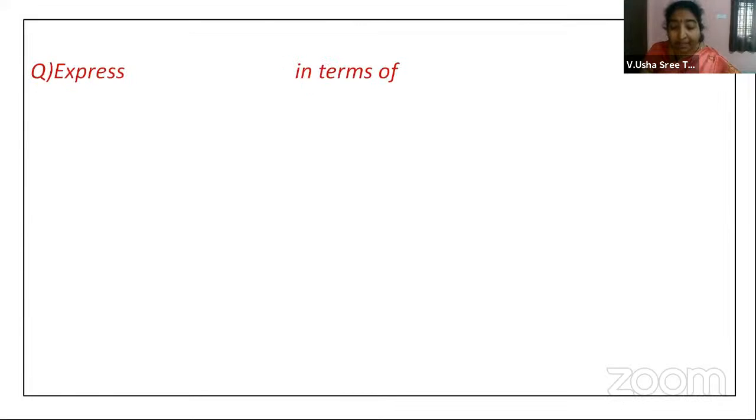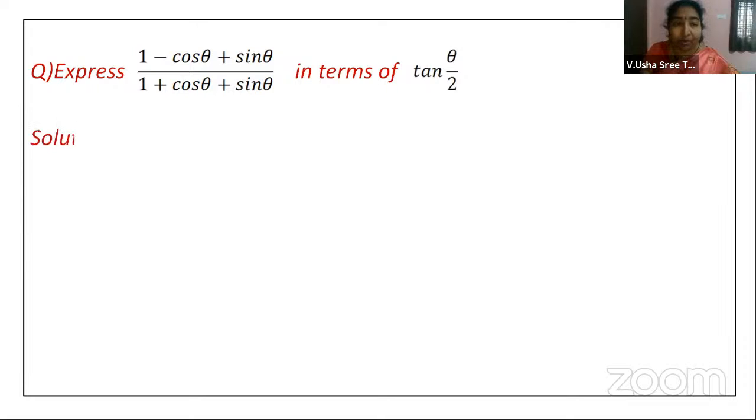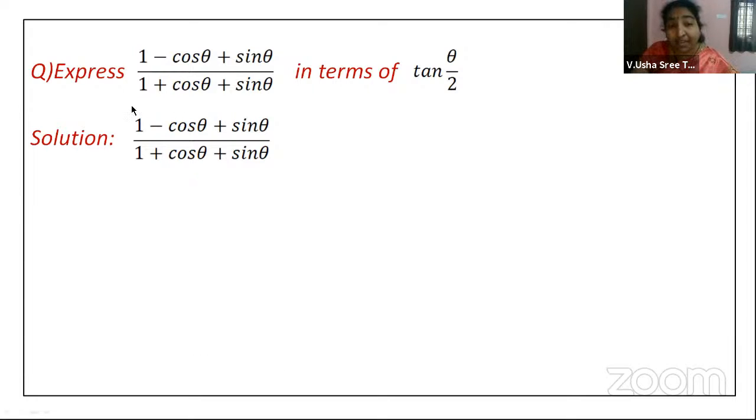Now the next one: express 1 minus cos theta plus sin theta by 1 plus cos theta plus sin theta in terms of tan theta by 2. Before we go with the solution, I just want to leave a hint for solving such types of problems. Children, whenever you see the 1 and cos theta combination with plus and minus, of course 1 minus cos theta and 1 plus cos theta, the first thing which should come to your mind is the multiple and submultiple angle formulae.